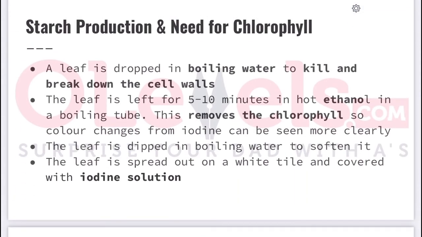Starch production and need for chlorophyll. A leaf is dropped in boiling water to kill it and break down the cell walls. The leaf is left for 5 to 10 minutes in hot ethanol in a boiling tube. This removes the chlorophyll, so the color changes from iodine can be seen more clearly. The leaf is dipped in boiling water to soften it. The leaf is spread out on a white tile and covered with iodine solution.